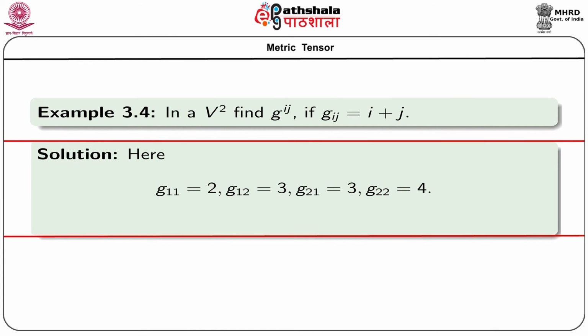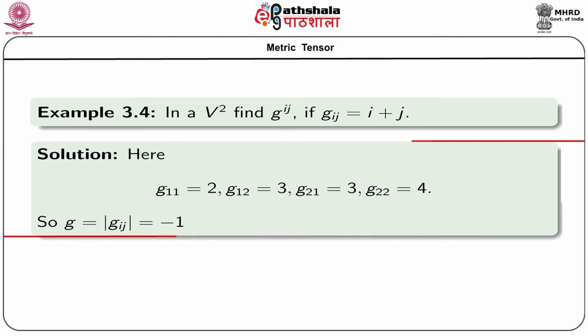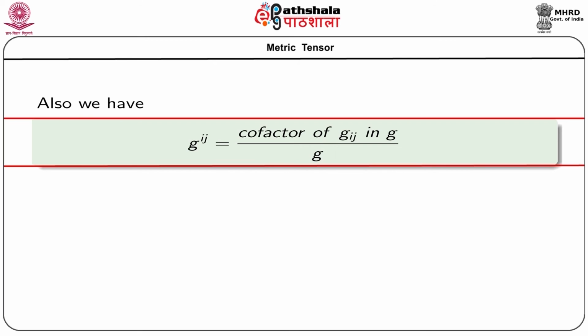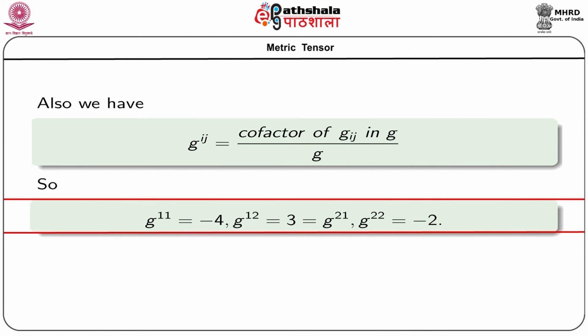So, from the definition of g_ij, that is equal to i + j, we get g_11 = 2, g_12 = 3, g_21 = 3 and g_22 = 4, and the determinant of g_ij is equal to minus 1, which is not equal to 0. So, by the definition of conjugate metric tensor g^ij, the cofactor of g_ij in g by g, provided g not equal to 0, we get g^11 = -4, g^12 = 3, that is equal to g^21, and g^22 = -2.